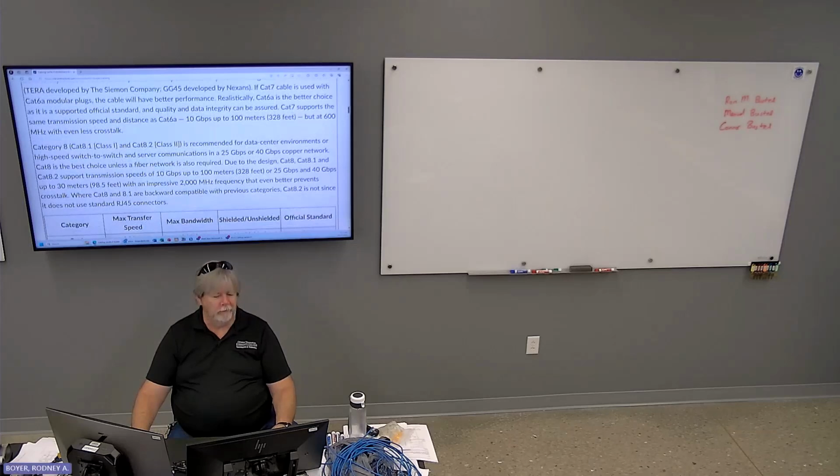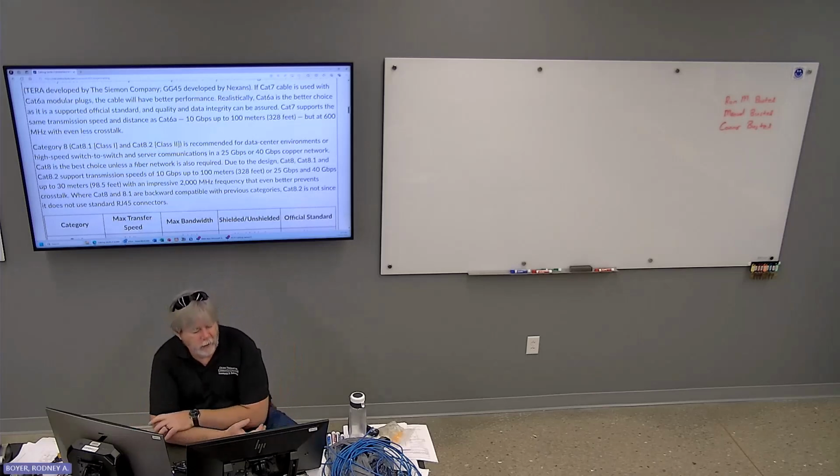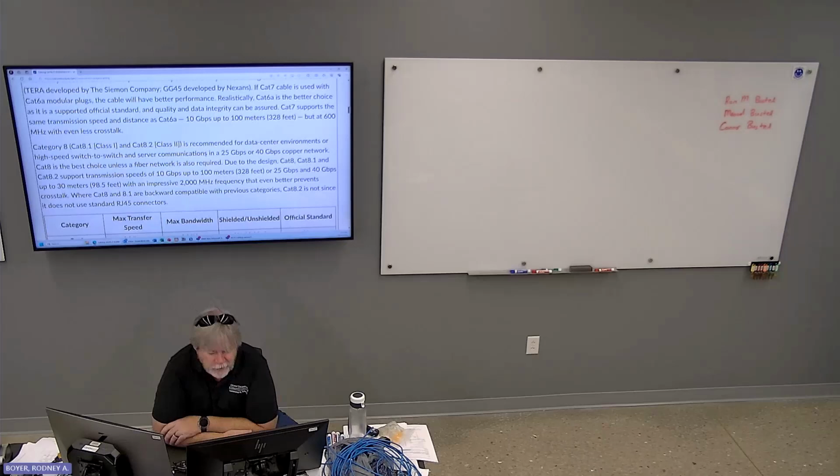Category 8 has Cat 8.1 and Cat 8.2, in Class I and Class II. Recommended for data center environments, high-speed switch-to-switch and server communication, 25 to 40 gigabits on copper.